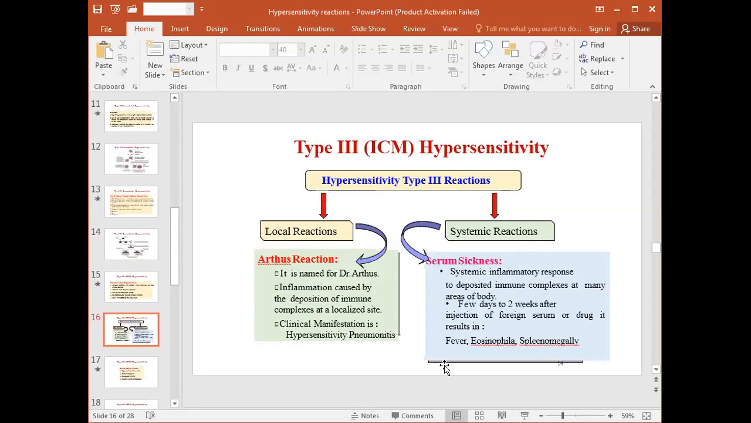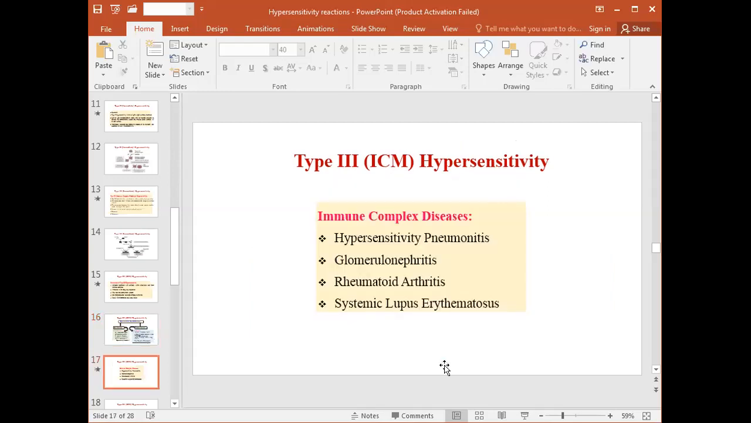Here, the inflammation is caused by the deposition of the immune complex at a localized site. Pneumonitis is one kind of example. Serum sickness means it's throughout the body, it's a systemic reaction. It develops due to deposition of the immune complexes at many areas of the body. A few days to two weeks after injection of the foreign serum or drug, this type of sickness results, with symptoms of fever, eosinophilia, splenomegaly, and the like.